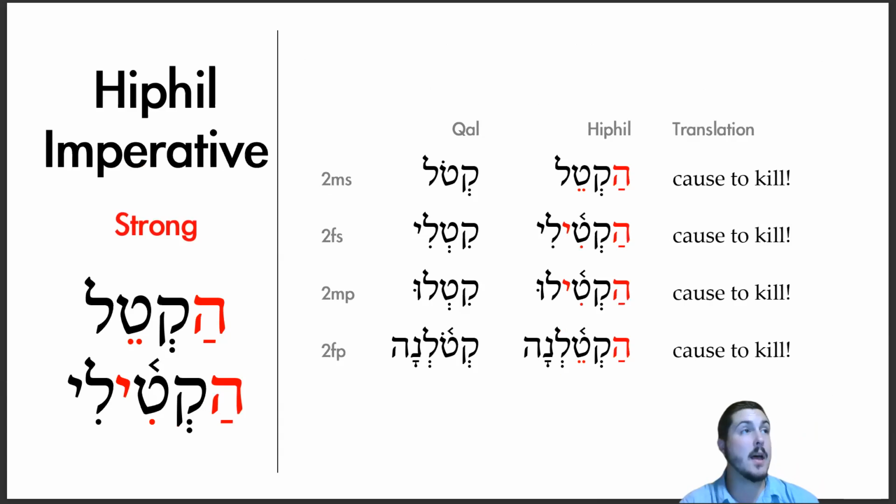Same thing here, except in the Hifil, we're going to get a hey. It's going to retain that Hifil stem hey and help us out quite a bit. It's the same vowel pointings as you have over here, but you're getting the Hifil diagnostic feature of the hey come back to help us out a little bit. Haktel, haktili, haktilu, haktelna, right? Cause to kill, right? And it's a command. The imperative is a command. You kill or you cause to kill.